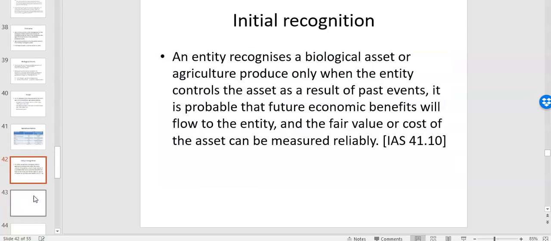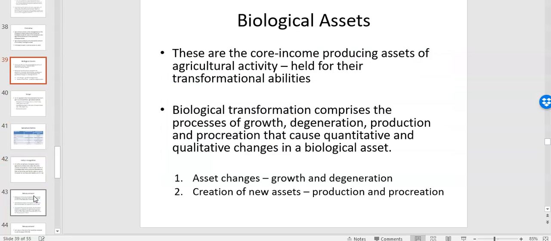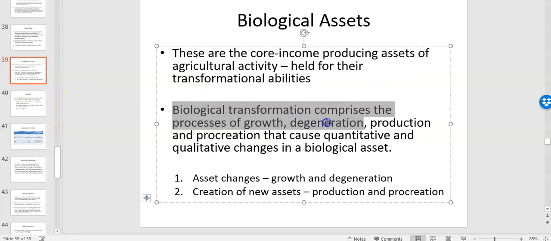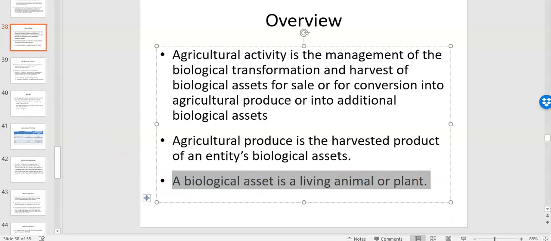So you get examples of biological assets, sheep, trees, which are asked for as well. So you can use that here. It involves the transformation, growth, generation of particular assets. I mean, that's a longer-winded way. The main one we're using here is a living animal or plant. That's what a biological asset is, and that's what they're looking for here.